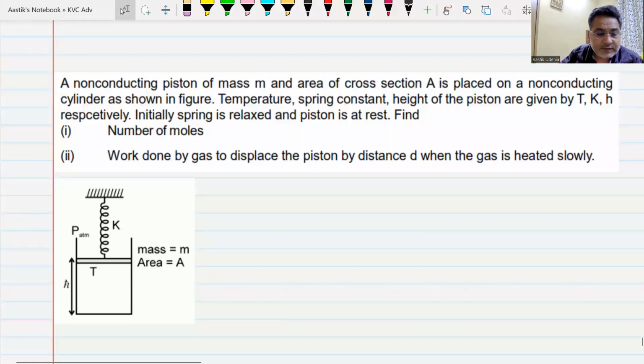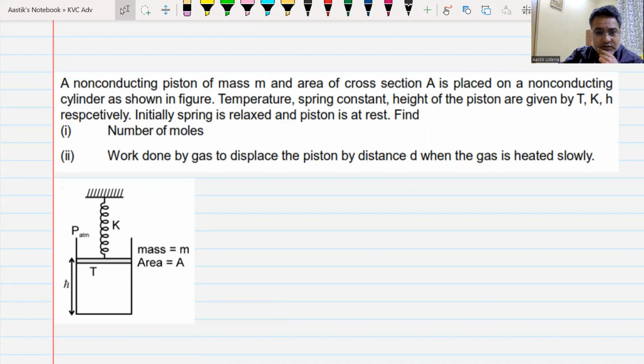So the next question comes up like this. A non-conducting piston of mass m and area of cross-section A is placed in a non-conducting cylinder. Temperature, spring constant and height of the piston are given by T, K and H. Initially the spring is relaxed and the piston is at rest. Find the number of moles. Then find the work done by the gas to displace the piston by a distance d in the upward direction.